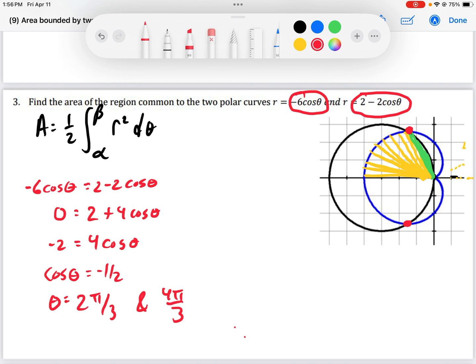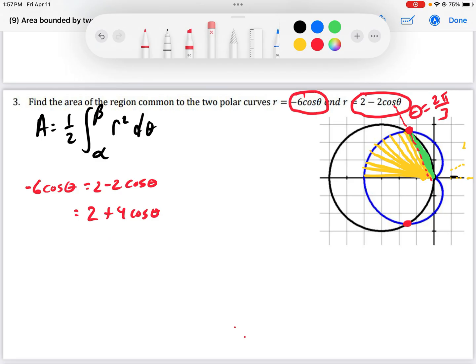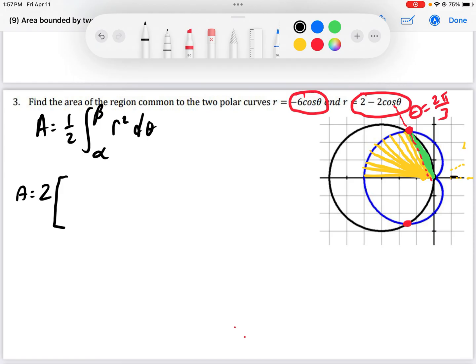So there's going to be a couple ways we can do this. I'm going to do the symmetry way first. But knowing that this theta right here is 2 pi over 3, then it's going to break up my two integrals. So I think I'm ready to go. So I'm going to set up an equation. It's going to be the area is equal to, now I'm going to wind up doubling this. So I'm going to say 2 times whatever I get, because I'm using symmetry.